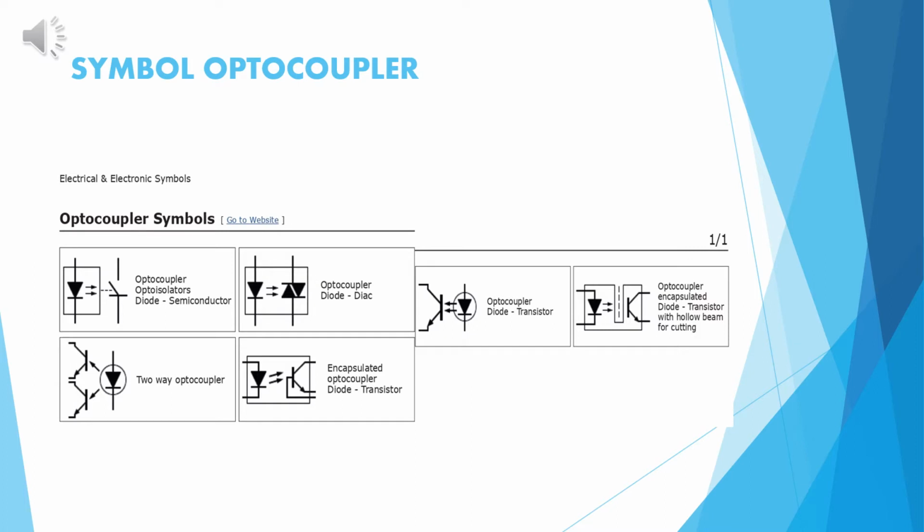Here we have 6 types of optocoupler symbols, which are optocoupler, optoisolators, diode, semiconductor, two-way optocoupler, optocoupler diode, diac, encapsulated optocoupler diode, transistor, optocoupler diode transistor, then optocoupler encapsulated diode transistor with hollow beam for cutting.